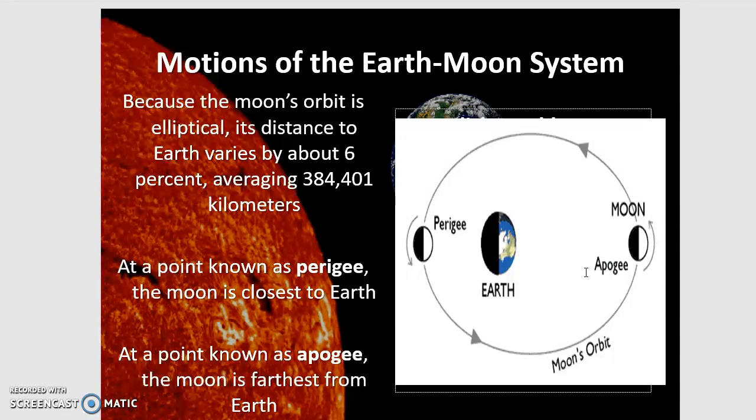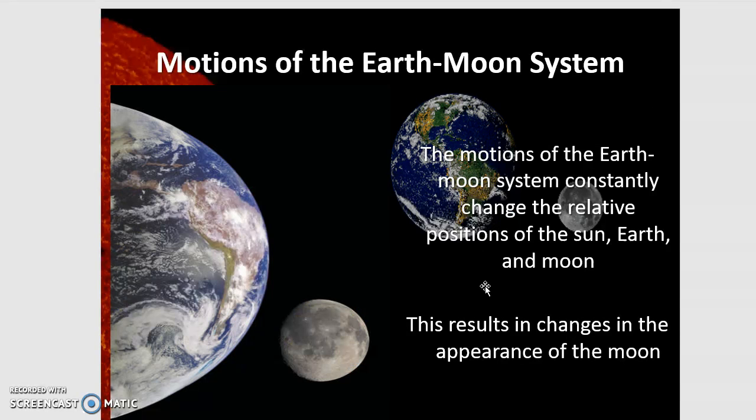Because the Moon's orbit is also elliptical, the distance to Earth varies by about 6%, averaging about 384,000 kilometers. So just like we had aphelion and perihelion, the Earth-Moon system is going to have perigee and apogee. Perigee is when we are closest to the Moon, and apogee is when we are farthest away.